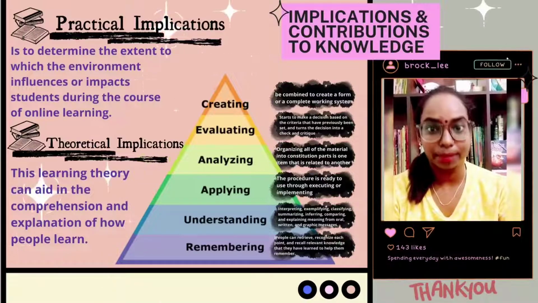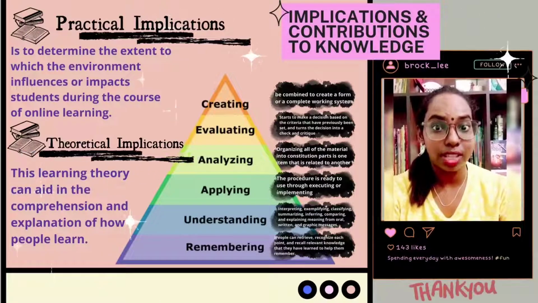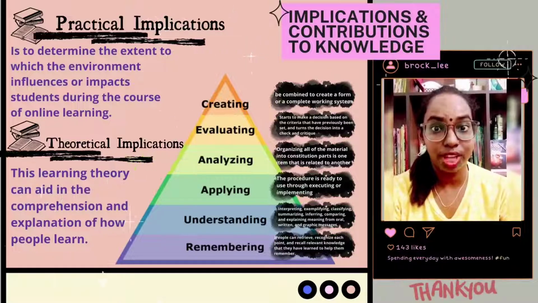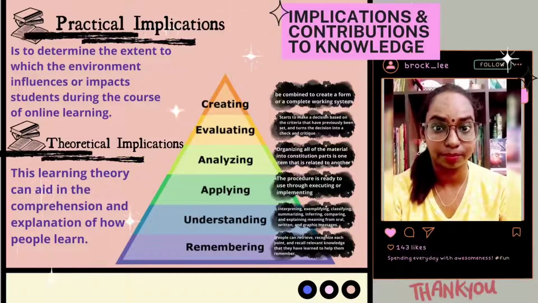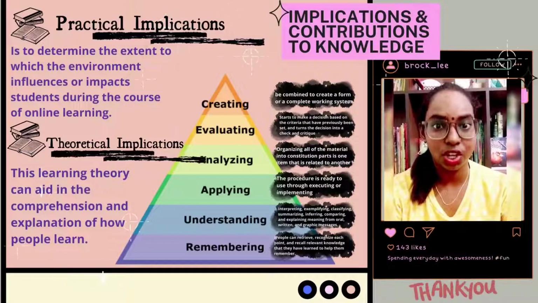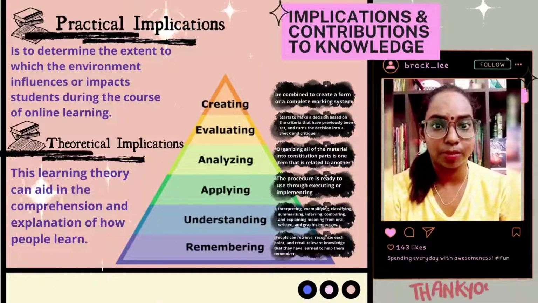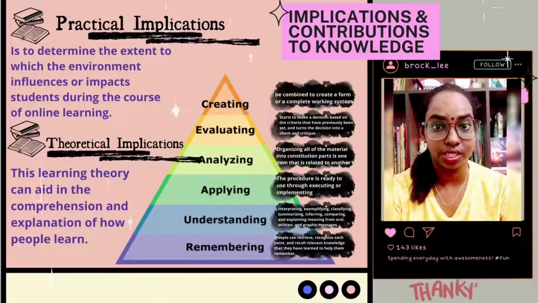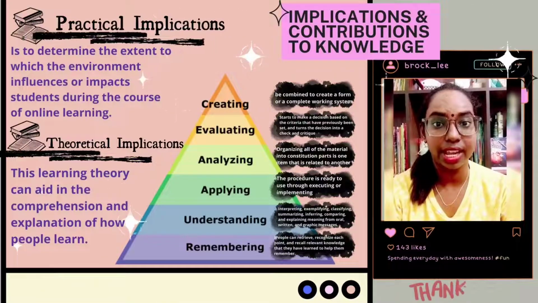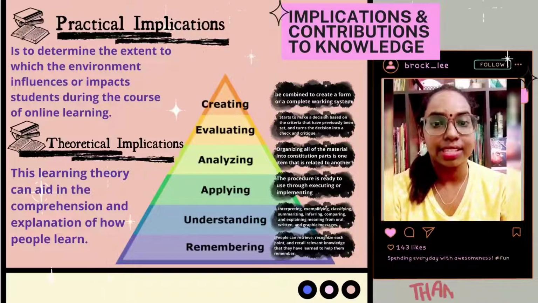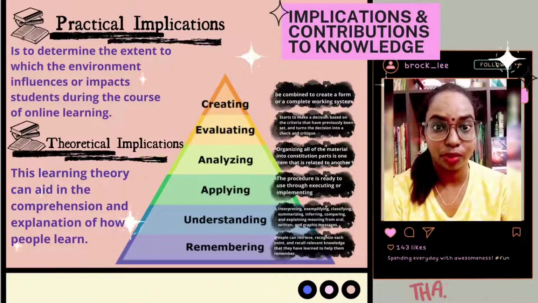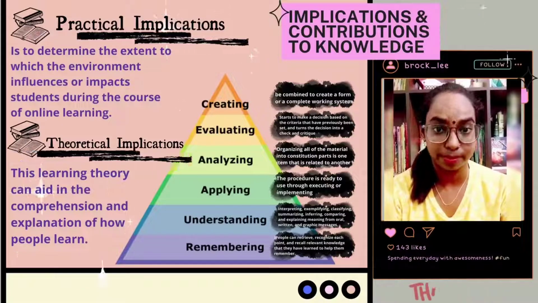Next, there are two types of implication. Firstly, the practical implication. The primary goal of our study is to determine the extent to which environmental influence impacts students during the course of online learning. The second implication is the theoretical implication. These problems can be addressed using strengthening theories. Clearly, this learning theory can aid in the comprehension and explanation of how pupils learn. This is because it is comprehensive enough to cover every section of what they need to complete.